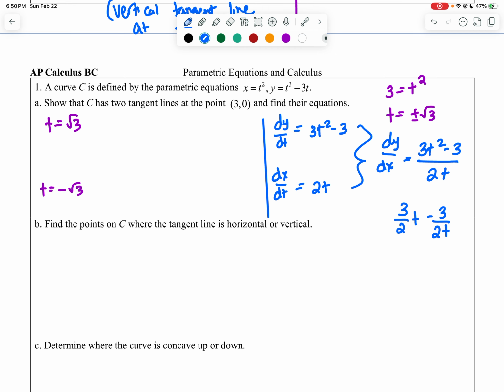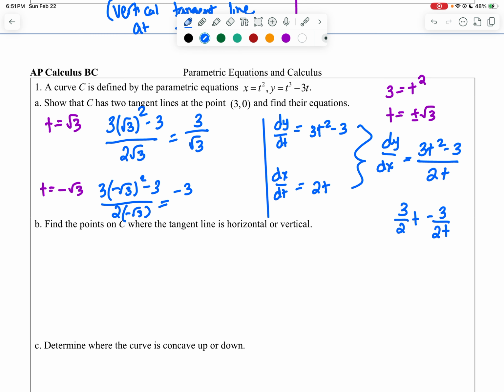But I am going to plug in root 3 so that I get my slope here. So that's going to be 3 root 3 minus 3 over 2 root 3. So that's 3 times 3 is 9, minus 3 is 6, over 2 is 3. So I'm going to have 3 over root 3 there. And then for negative root 3, I'm going to do the same thing, but it's going to be the negative version of it.